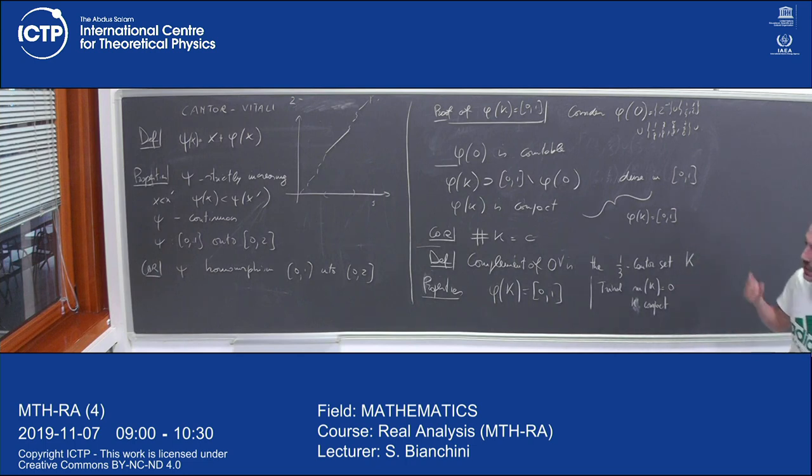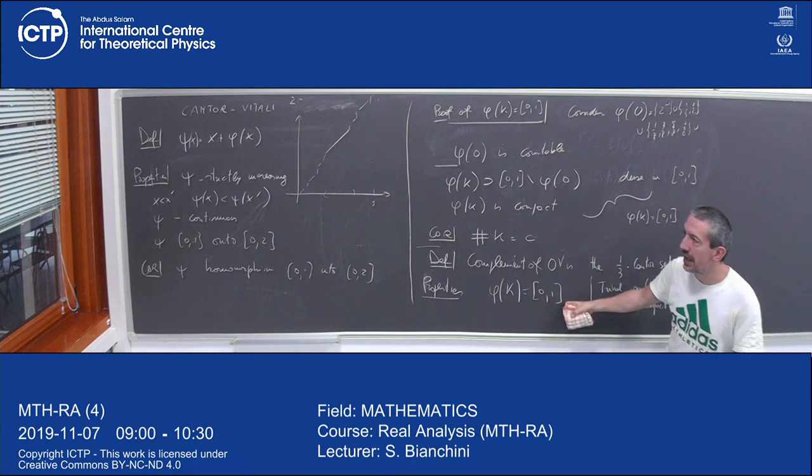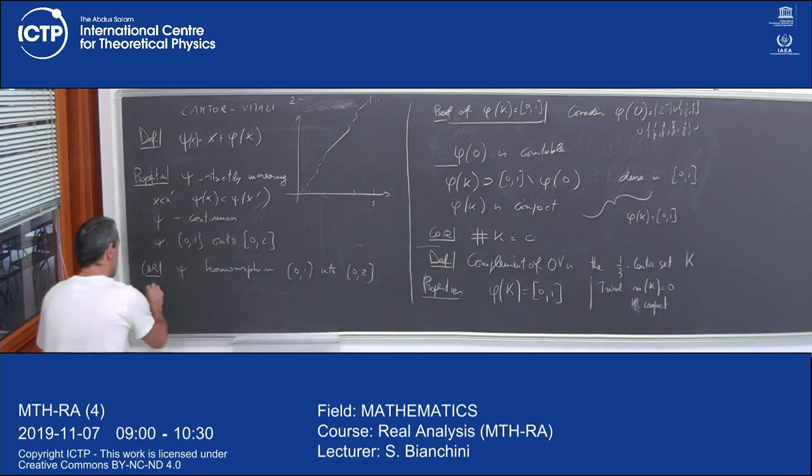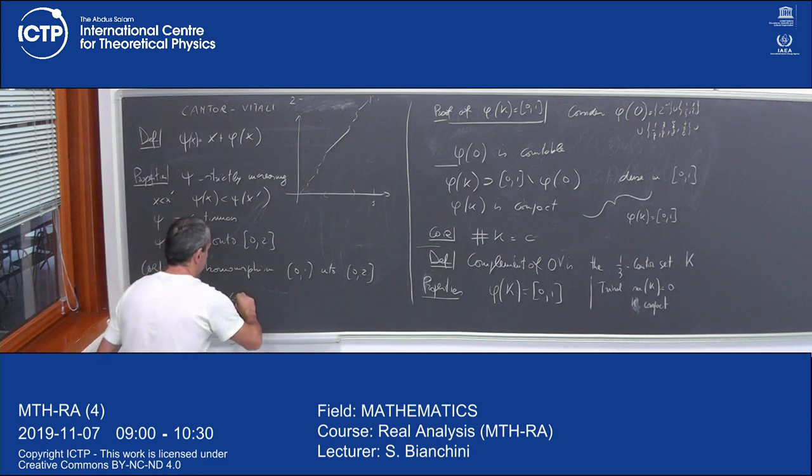Because now I don't have the trouble to say that the counter image of a point is a point. Now each point is mapped to one point and vice versa. So this thing here says that phi of K now is the union of what? Psi of K. Is compact.